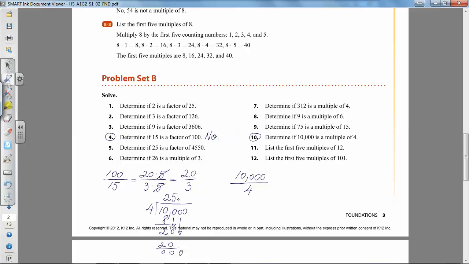4 goes in 0 0 times. 0 times 4 is 0. 0 out of 0 is 0. You bring down the next one. Basically, you just add the 2 zeros to your 25, because that's going to happen here.